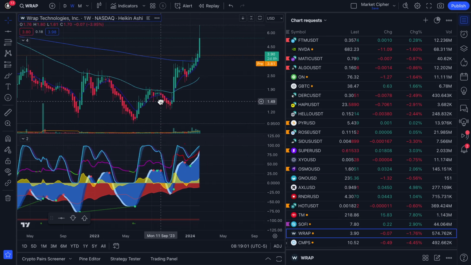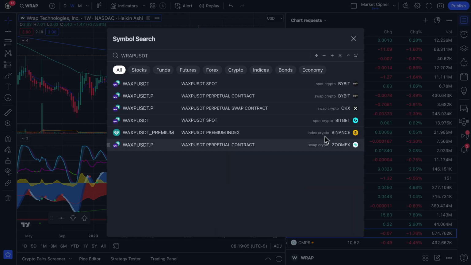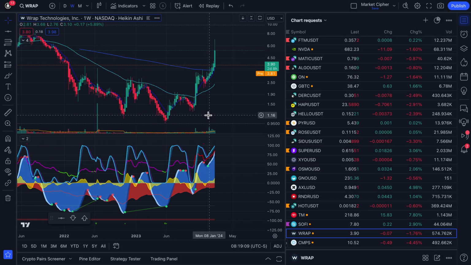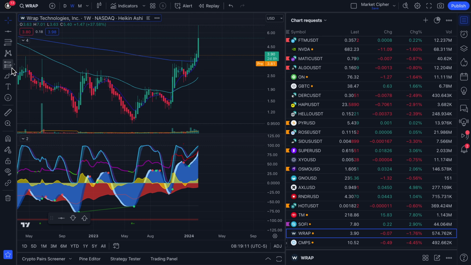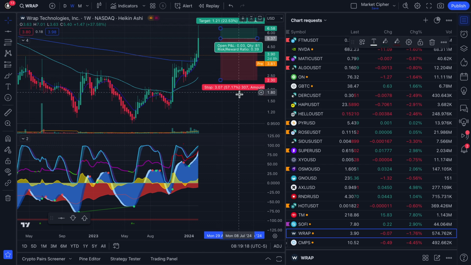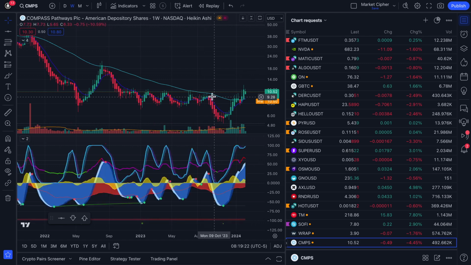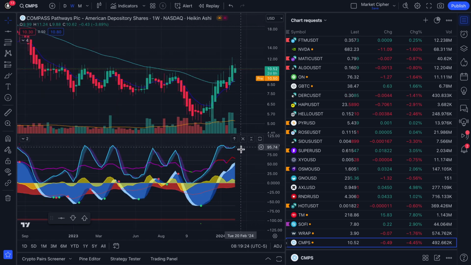Here's Wrap. Okay, very nice move here. I don't know what this is. Doesn't look like it's on... oh, it's a stock. Okay, that thing's ripping. So, again, you better be taking profits here if you own this one. I would not be holding this one overnight because you're 57% off the average right now. I'd be taking profits.